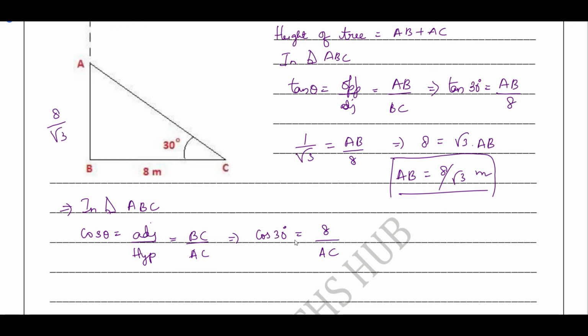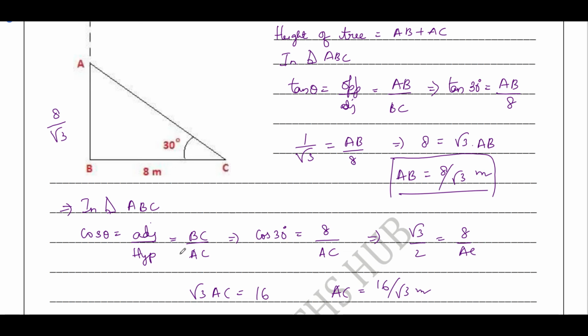Now what is cos 30 degree? It is root 3 by 2 equals 8 by AC. Now cross multiply. AC into root 3 is root 3 AC equals 8 into 2, that is 16. Now AC equals 16 by root 3 meters.